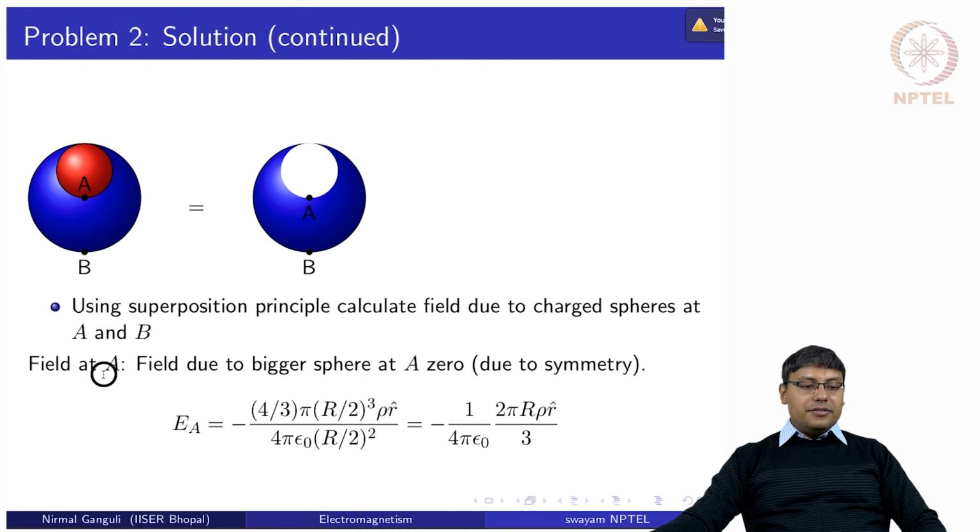Using the principle of superposition, now you can calculate the electric fields at point A and point B. How do we do that? Field at point A would be due to the bigger sphere, and if we consider this point A, that's at the center of the bigger sphere, so there won't be any electric field due to the bigger sphere here. And if we consider the contribution from the smaller sphere with negative charge, we can find the electric field due to the negative charge of the smaller sphere as minus 1 over 4 pi epsilon naught times 2 pi R rho over 3 along the r cap direction. That will be the magnitude of the electric field at point A.